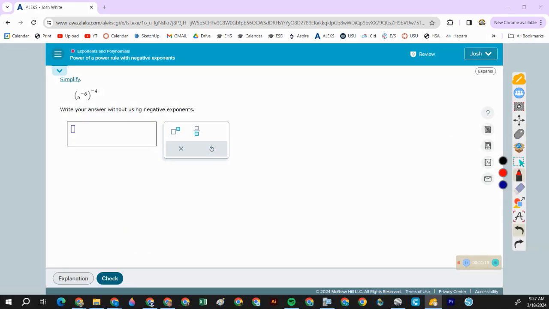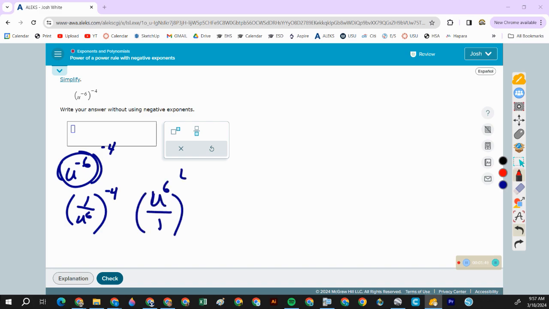All right. Couple different ways to look at this. U to the negative 6 to the negative 4th. We can flip this upside down and get 1 over u to the 6th to the negative 4ths. And then it will flip upside down again, and I get u to the 6th over 1 to the 4th. And then I can bring this in, u to the 24th over 1 to the 4th, which is just u to the 24th.